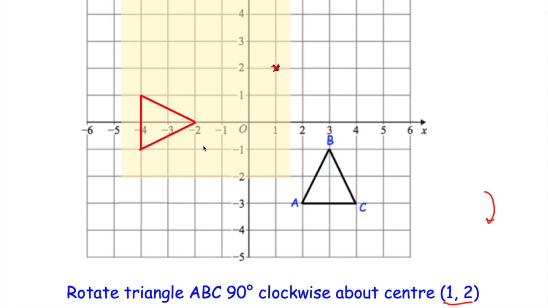So we've now rotated our tracing paper 90 degrees clockwise about the point 1, 2. Now what we're going to do is draw over the triangle, so we leave that light indentation on the page beneath. We'll remove the tracing paper and then draw over that indentation, and that will be our answer. So let's do that. And that's it. So we have rotated the triangle ABC 90 degrees clockwise about the point 1, 2. Okay, let's have a look at our next question.